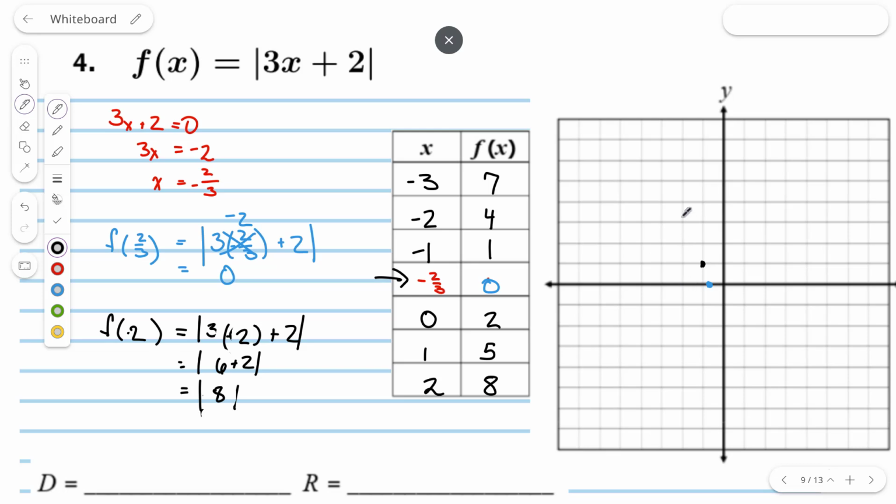At negative 2, I'm up at 4. At negative 3, I'm up at 7. Now let's go the other way. At 0, I am at 2. At 1, I'm at 5. At 2, I'm at 8. And so I'm going to go ahead and draw in my arrows, going to the right and going to the left.